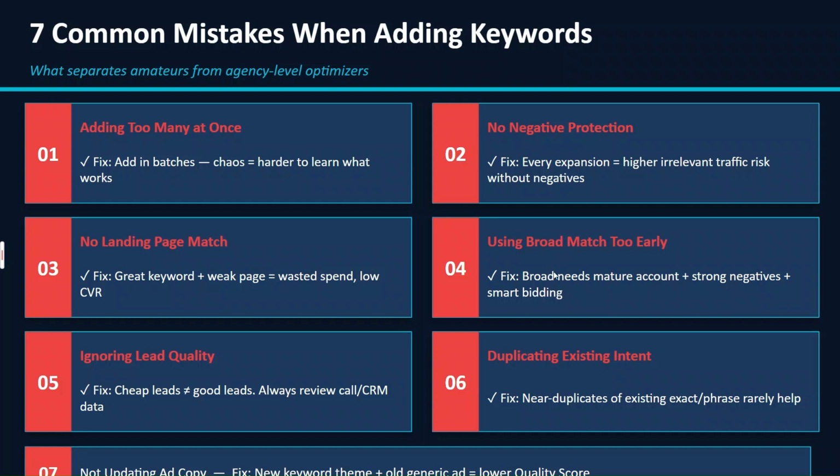Okay. And number four is using broad match too early. Broad match needs a mature account, strong negatives, and smart bidding. So without those things, broad match just burns budget.